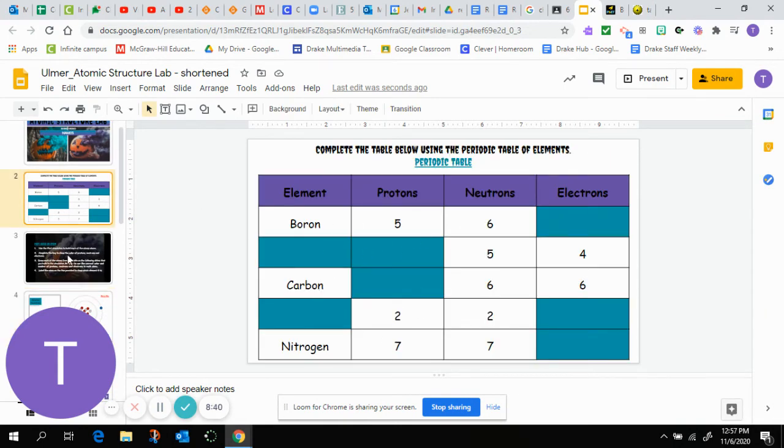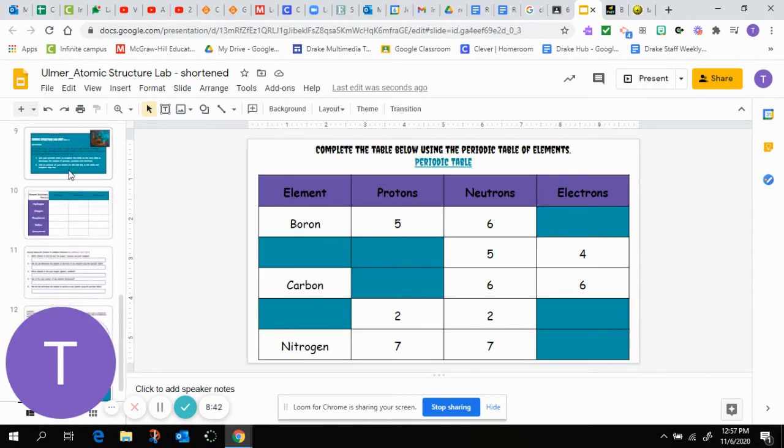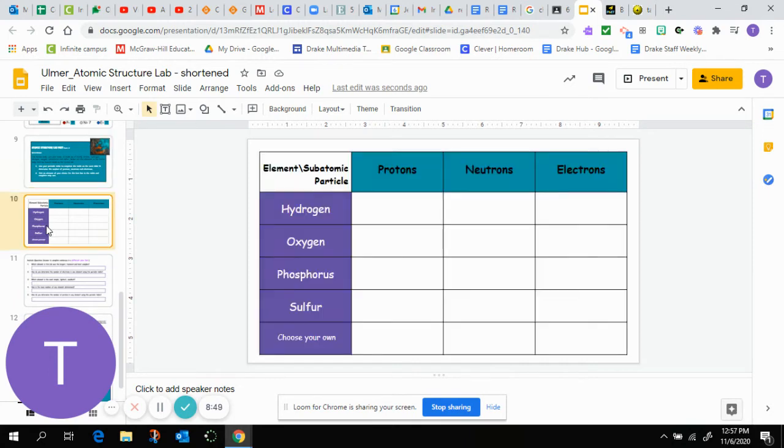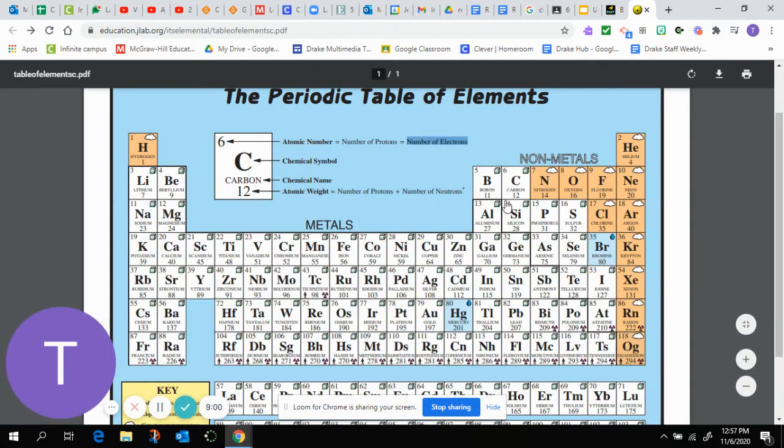Okay, the second part, you are looking at elements that are found in our body. Some of the elements we haven't talked about yet. So hydrogen, oxygen, phosphorus, and sulfur. You're going to figure out the number of protons, neutrons, and electrons in each of those elements. You'll use the periodic table to do that.